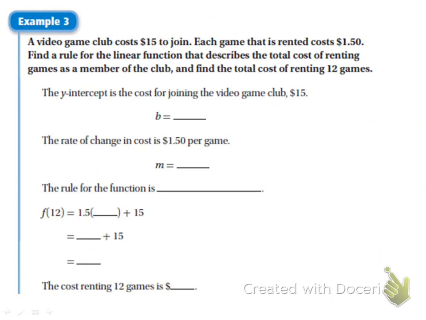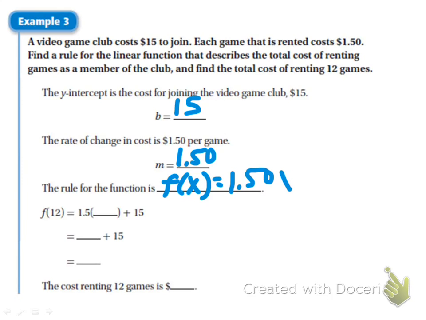Okay, example number 3. A video game club costs $15 to join, and each game that is rented costs $1.50. Find a rule for the linear function that describes the total cost of renting games as a member of the club and find the total cost of renting 12 games. So the y-intercept is the cost for joining, so that's $15. It's $1.50 per game, that's the slope. So when I write this as an equation, I should write 1.50 times x plus 15.